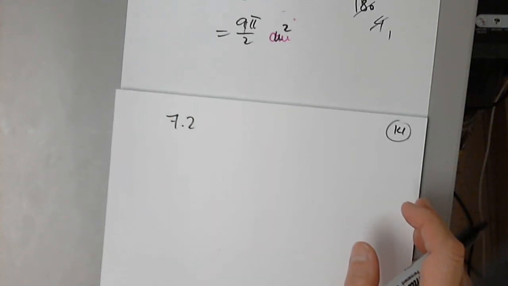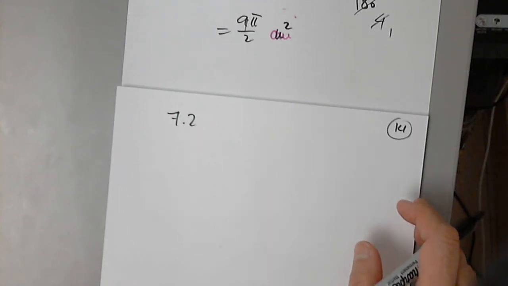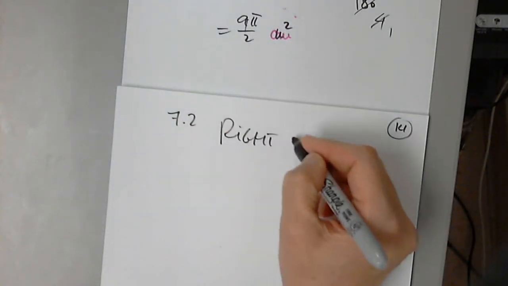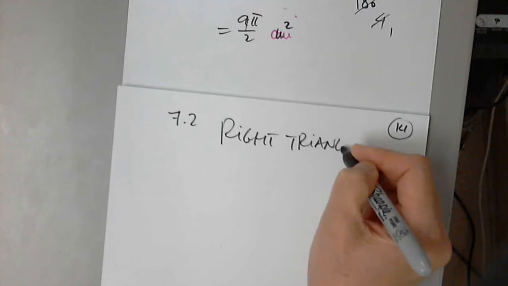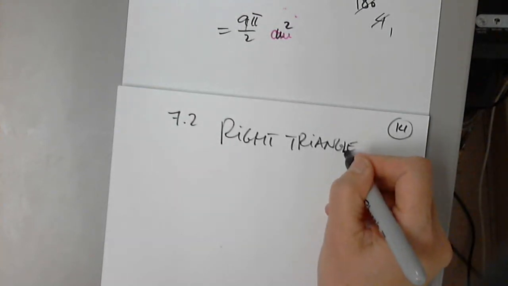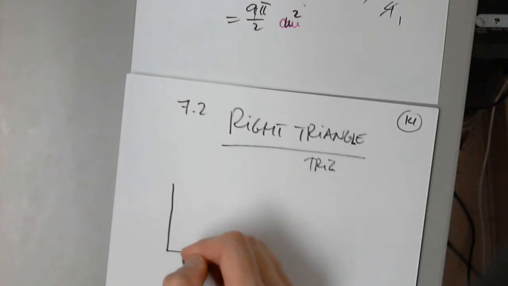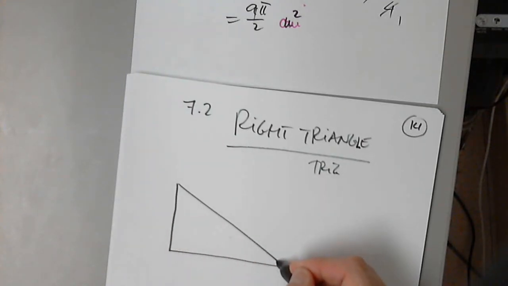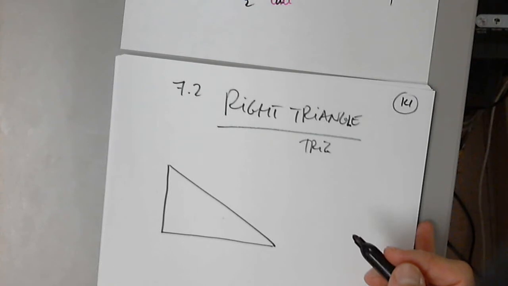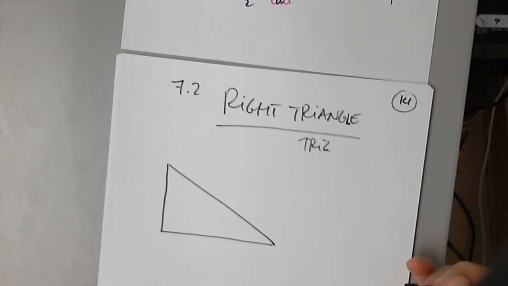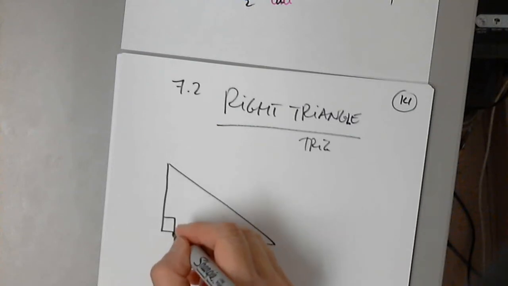7.2, right triangle trig. The right triangle. Okay, so let's take a look at a right triangle. Yes, any questions in the back? Amy, go ahead. No. Okay, Lauren, anything? Okay, so here's a right triangle.